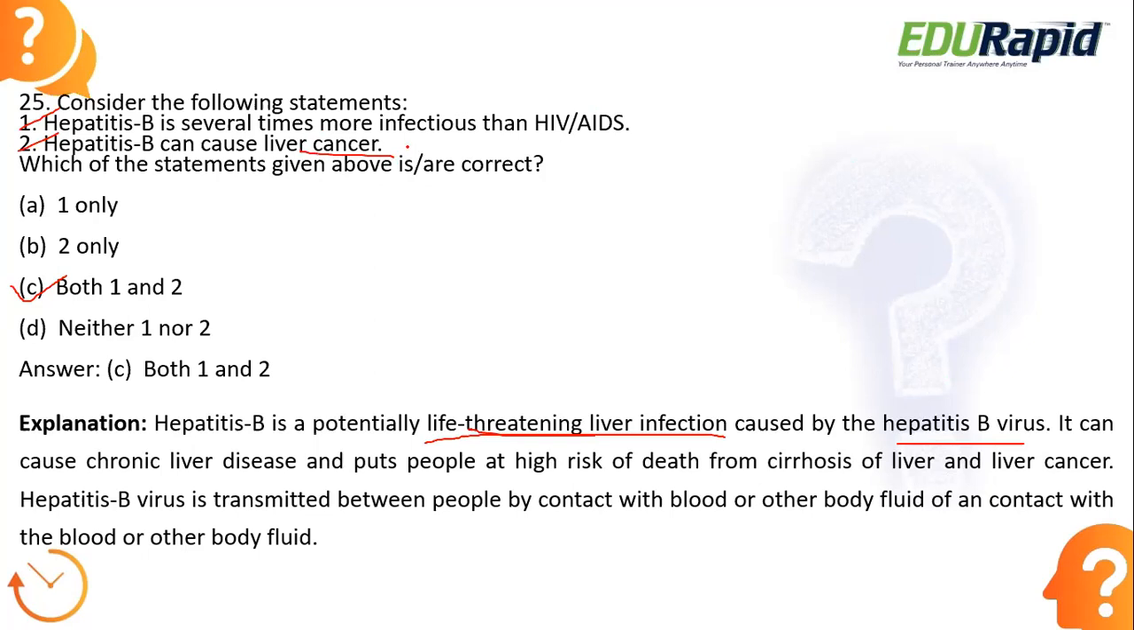When there is liver cancer, definitely the liver will be damaged completely. The neighboring cells and tissues in our body will also get damaged, since this is a malignant tumor. So the person will be at very high risk of death. Clear? And how does this virus usually spread from one person to another? The hepatitis B virus is transmitted between people by contact with blood.